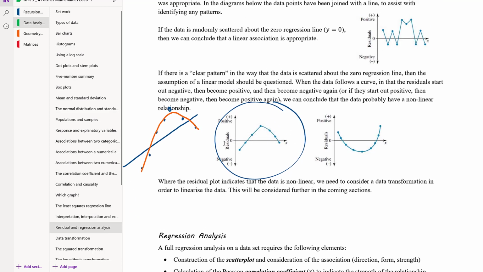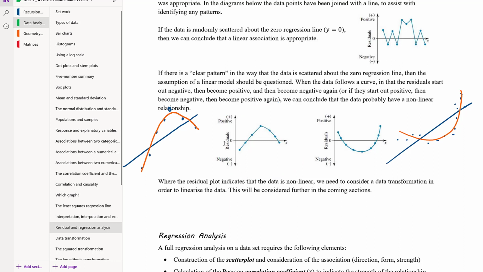And again, the same applies. If you've got your regression line and your data starts out above that line and then goes below that line and then comes above that line again, so that you have positive residuals, negative residuals, and then positive residuals again, your data probably wasn't of a linear form to start with. It was of a non-linear form, and so therefore a linear regression isn't perhaps the best way to model this, and we should be using a different kind of regression.